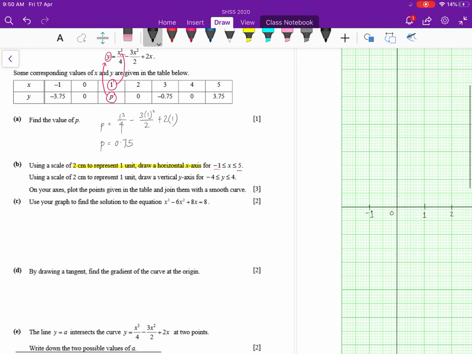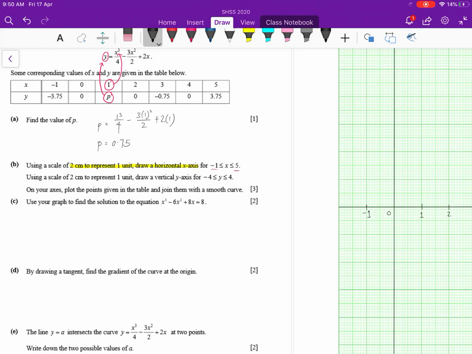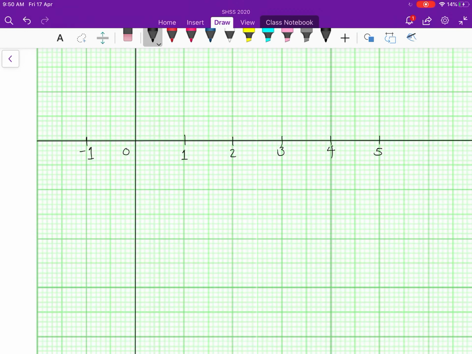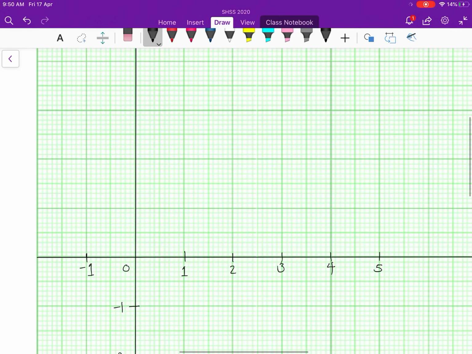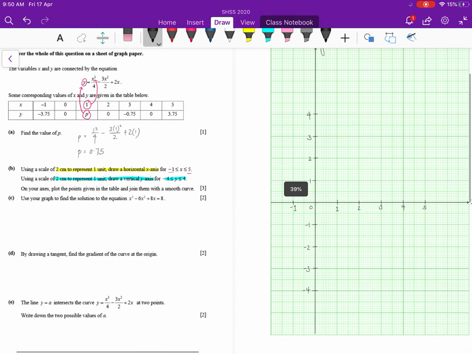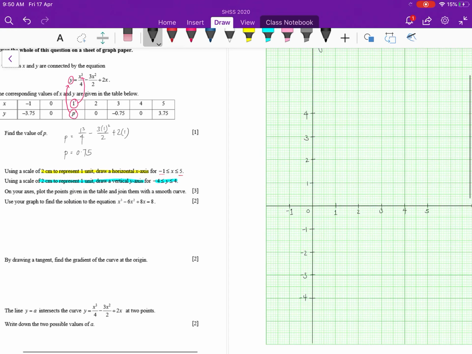For y, we have to draw from minus 4 to 4 using the same scale, 2 cm to represent 1 unit. On the vertical y-axis, I need to draw from minus 4 to 4. So minus 4 to 4, I just go down. Minus 1, minus 2, minus 3, minus 4. Above, I go 1, 2, 3, and 4. Like this.